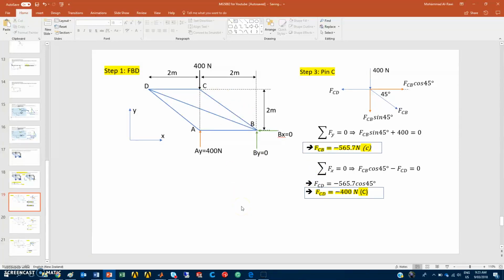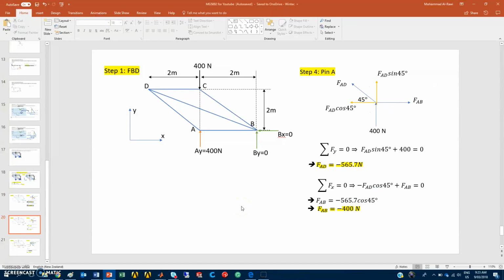Now we go to step 4, pin A. So pin A, what do you have? You have the 400 newtons support reaction, you have the FAB in that direction, and you have the FDA in that direction. Therefore, I will apply the analysis. Again, this distance is 2 meters, and this distance is 2 meters. You can see them from those directions. So the angle is 45 here and 45 there. So FAD cosine 45 degrees, FAD sine 45 degrees.